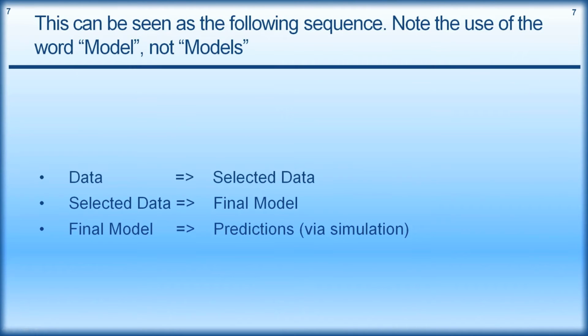So this can be seen as the following sequence. We're going from a data set, we're selecting out the data that we're going to model, we're going to use that selected data to generate a final model, and we're going to use that final model to go on to our predictions.